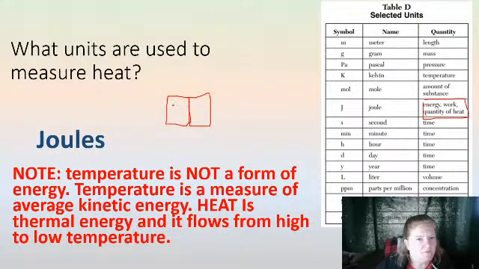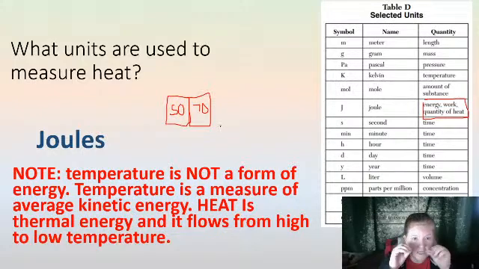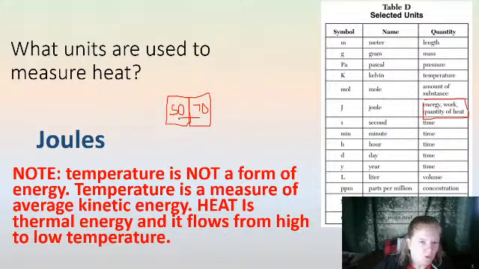Okay, so if this block is at 50 degrees Celsius and this block is at 70 degrees Celsius and they are touching at different temperatures, heat will flow. What direction will heat flow? From the warmer object to the colder object. So when they ask direction, they're not asking literally north-south. It means from what to what. So from the warmer object to the colder object. So it would go from the 70 degree block to the 50 degree block.